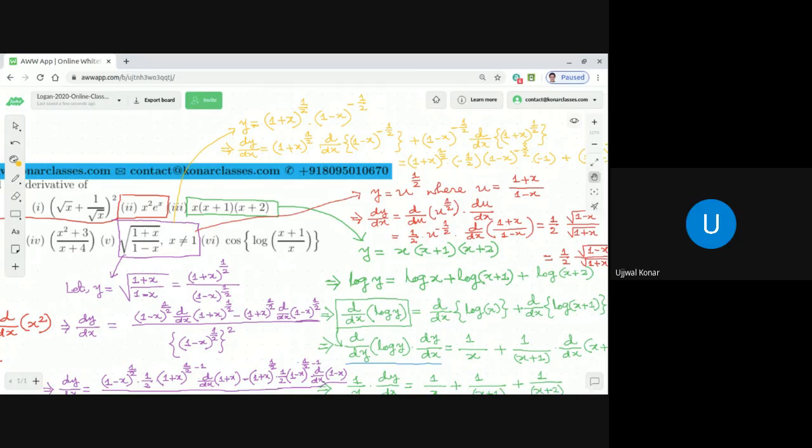Yes. Okay, now let's concentrate on the sixth question, the sixth part of that question, that is cos of log of (x plus 1 by x). You can let me know what your answer is, all of you. Sir, I didn't get this one. Okay, we'll discuss this.